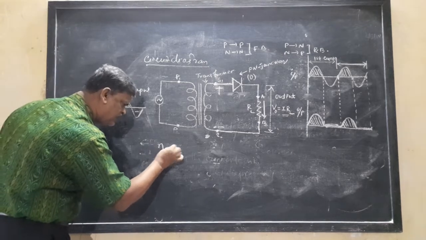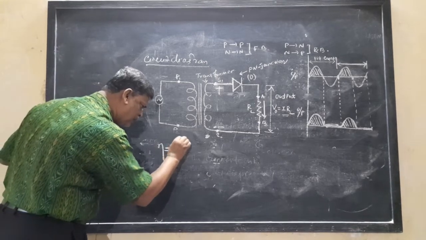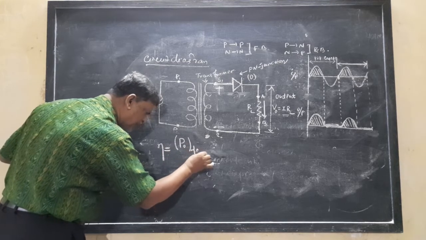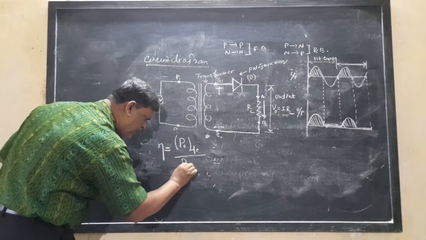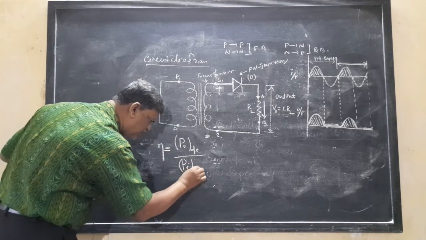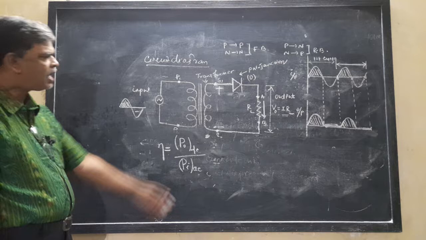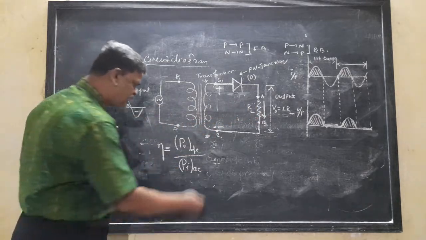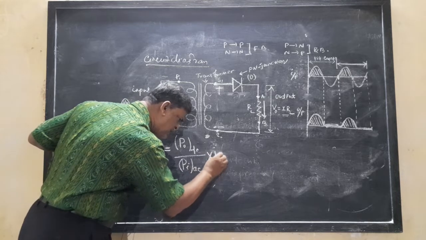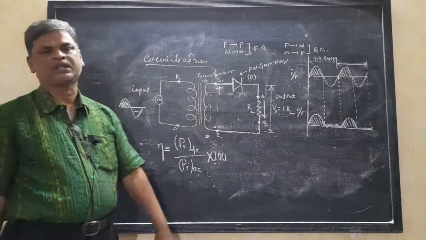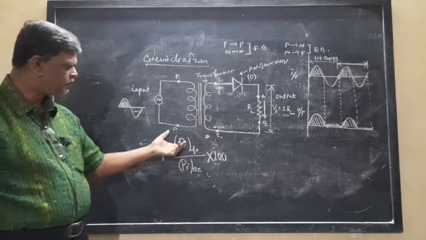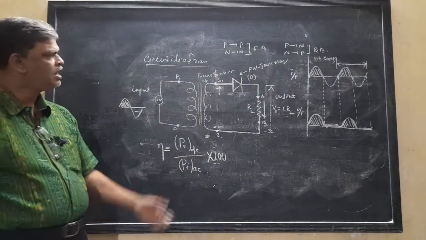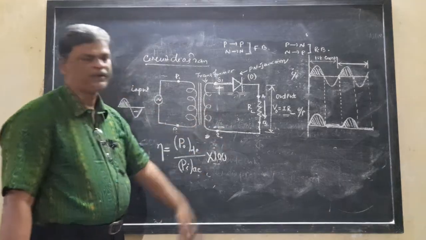So efficiency is equal to output power. P out, the output power, is the DC, divided by the input power, which is the given power, that is the AC. The output DC power to the input AC power is known as efficiency, and it is expressed in percent. This is the efficiency of a half-wave rectification.